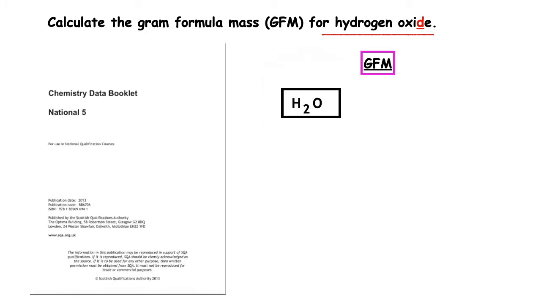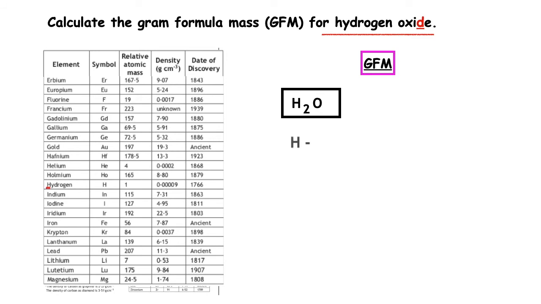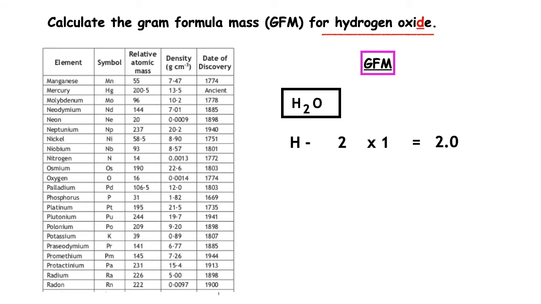The gram formula mass: we take down our elements. Symbol for hydrogen is H. How many have we got in the formula? We've got 2. We look up page 7. The relative atomic mass is 1. 2 times 1 equals 2.